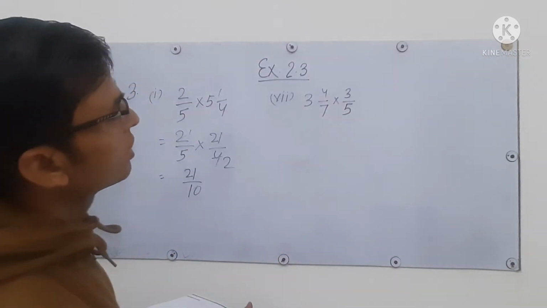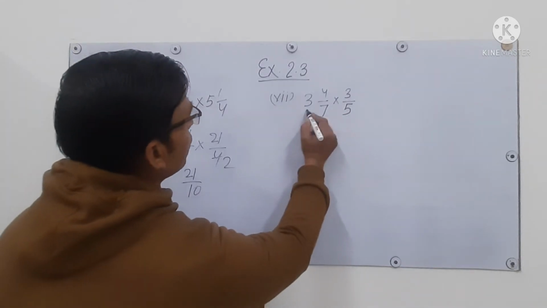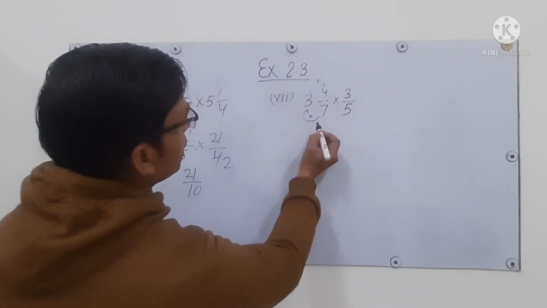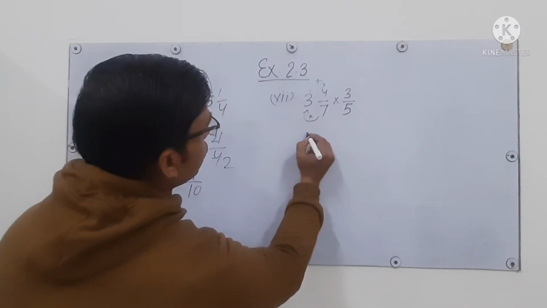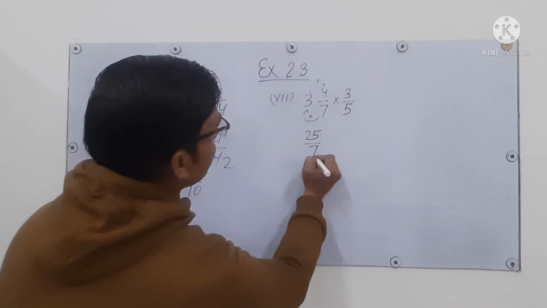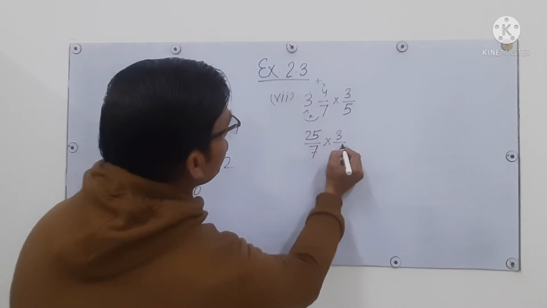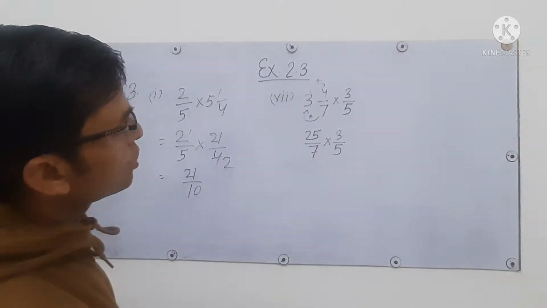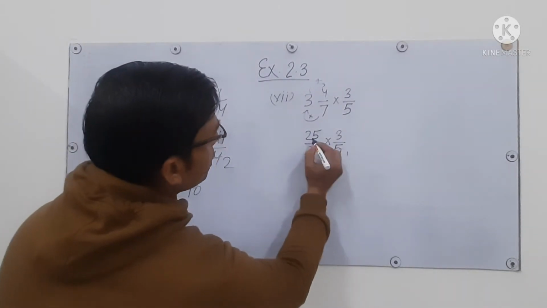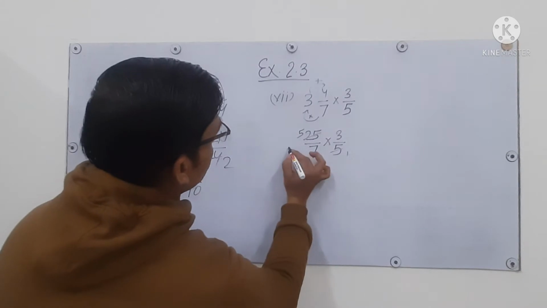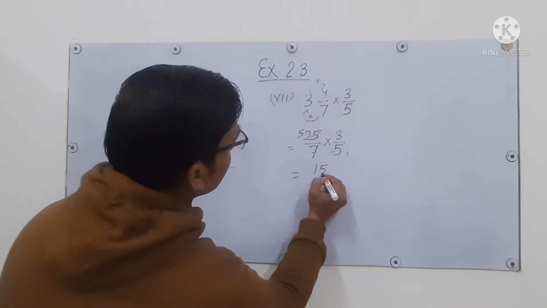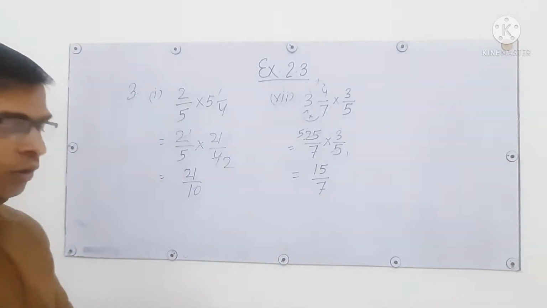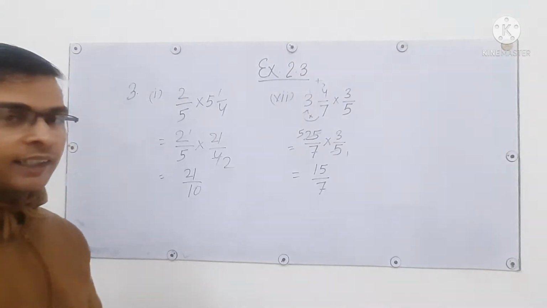So we have to just solve the fraction first of all. So we will first multiply it and then add it. So what will be the solution? 7 3s are 21 and 21 plus 4 will be 25 upon 7 × 3/5. And here the fraction can be reduced to lowest term. So 5 1s is 5, 5 5s is 25. So the solution will be 15 upon 7. Okay, so you can see from here all these questions are easy.